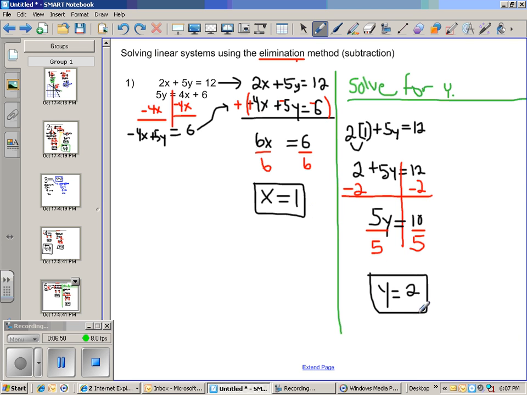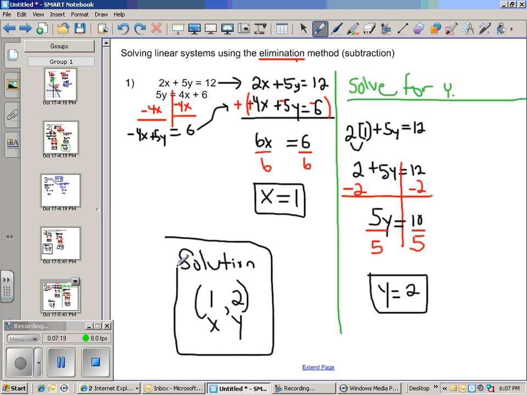Well, we found x, we found y. The last part is to go ahead and write your solution. The solution to any linear system is always an ordered pair. X always comes first. Well, we have x as 1, and then y as a positive 2.